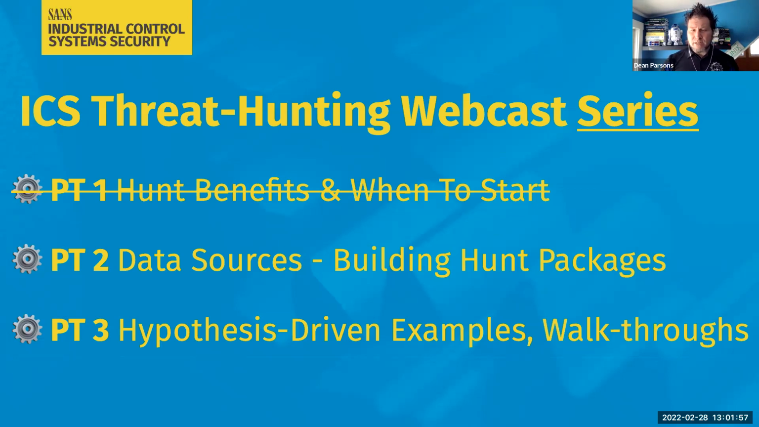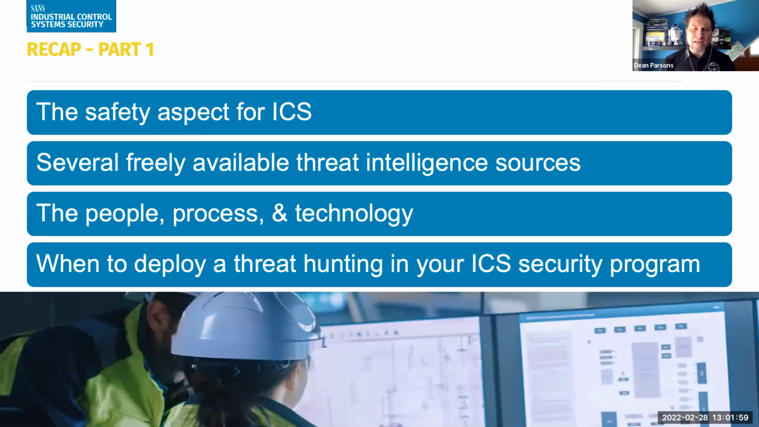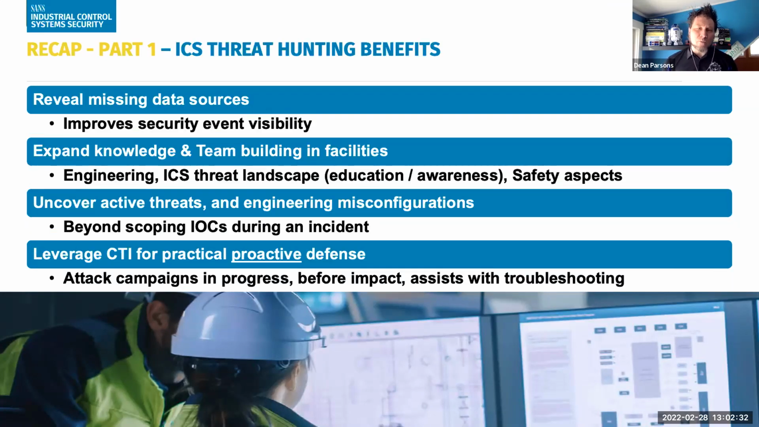Number 3 is, of course, the next session, but here is a recap of the last section, part 1 of this series. We talked about the aspect of safety in ICS. We've also talked about several different freely available threat intelligence sources for the ICS area. Of course, sector specific is the ideal state we want with threat intelligence. We also ran over the people, process, and technology aspects, and when specifically to deploy a threat hunting program in your environment. As Carol mentioned, please put any questions that you have in the chat window. We'll address those at the end in a specific Q&A section.